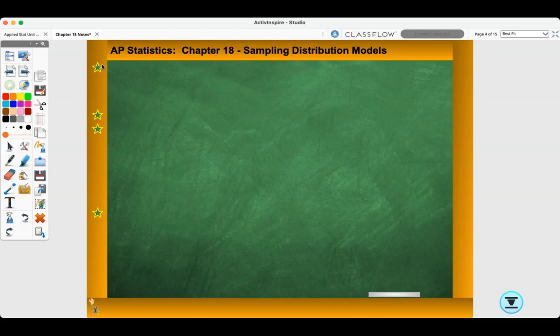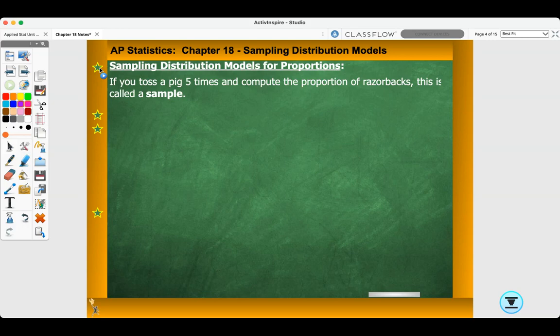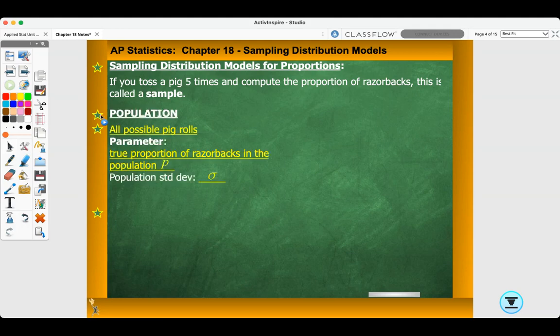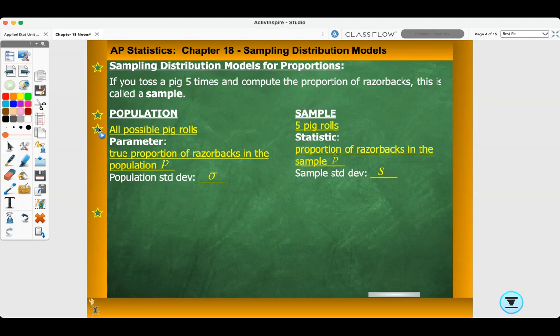So Chapter 18, Sampling Distribution Models. If you toss a pig 5 times and compute the proportion of Razorbacks, this is called a sample. The population is all possible pig rolls. The parameter is the true proportion of Razorbacks in the population, p. Our population standard deviation is sigma. In our sample, the sample is 5 pig rolls. The statistic is the proportion of Razorbacks in the sample, which is p hat, and our sample standard deviation is s.